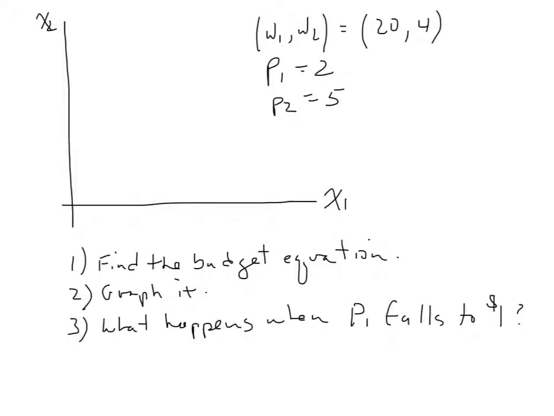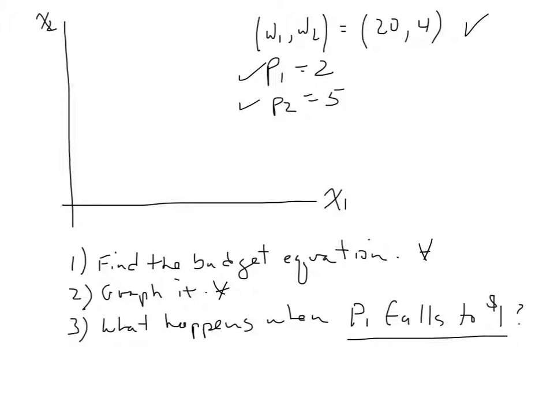Okay, let's take what we learned in the last module and see if we can solve this problem. In this case, our endowment is 20 units of good 1 and 4 units of good 2. The consumer faces a price of good 1 of $2 and a price of good 2 of $5. Your job is to find the budget equation, graph it, and then figure out what the new budget equation will look like if P1 falls to $1, okay?